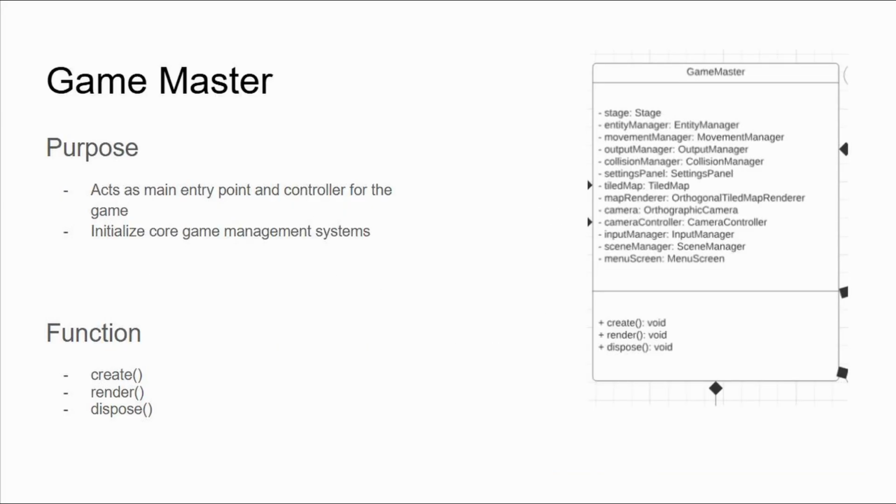The Game Master class manages all the core systems of the game. It handles the game setup, lifecycle, and cleanup. It's responsible for initializing and coordinating key components like entity management, movement, collision detection, and more. It sets up managers like Entity Manager, Movement Manager, and Collision Manager to control game objects, movement, and interactions. It also loads the game map and sets up the camera for a smooth 2D view.